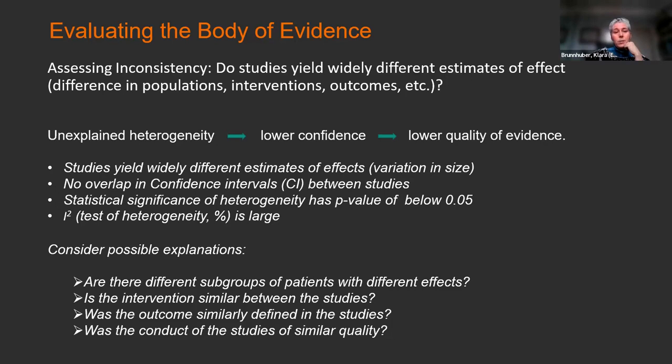So what might be explanations for heterogeneity? Here there may be different subgroups of patients that have different effects, and thereby the overall effect might be influenced. Different interventions might have been used, different dosages, for example, but also the outcomes might have been defined differently in the studies, and potentially the studies themselves were of lower or higher quality. So, if you find heterogeneity, think very clearly what might be the explanations, and that's also a very important aspect to add to the discussion section of the systematic review.